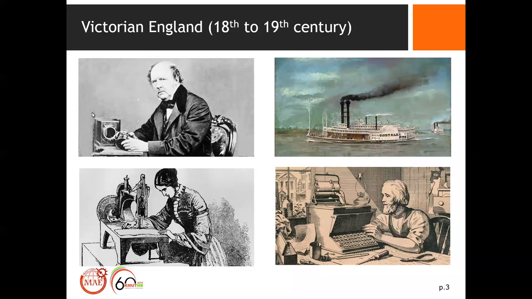For example, we have the camera. We also have a sewing machine and the steamboat. This is one of the crucial things that affected the world in that era, in that period of time. And also we have the typing machine, right? This is the personal typing machine.